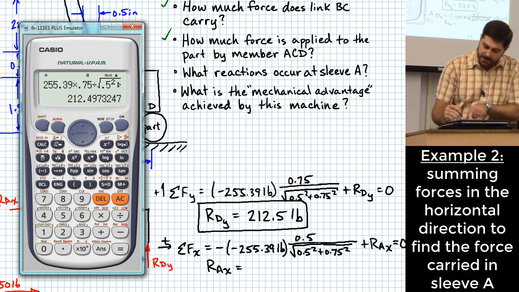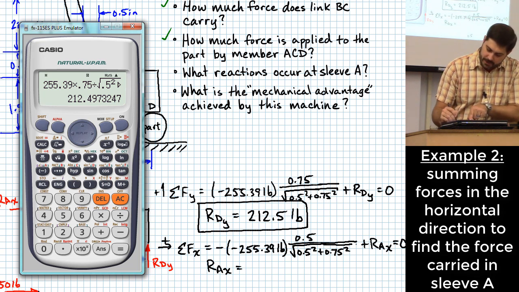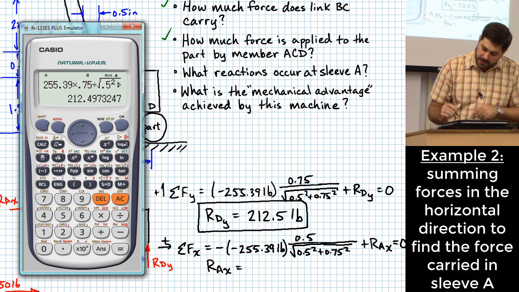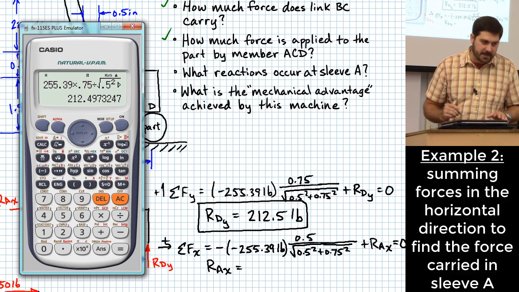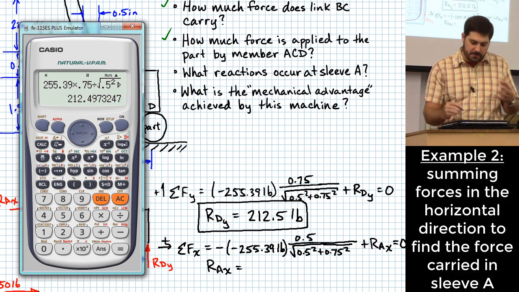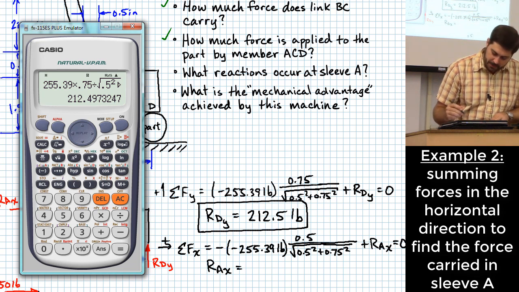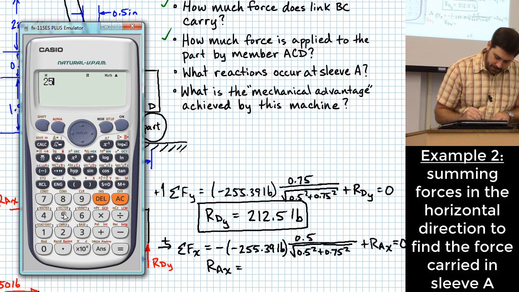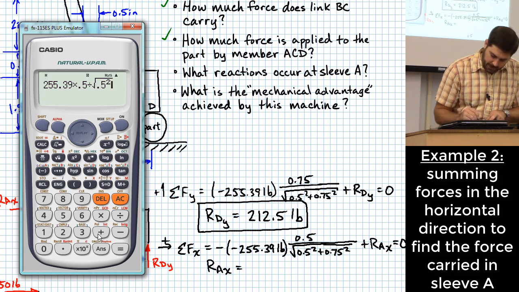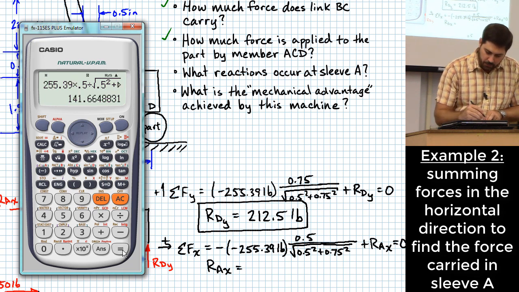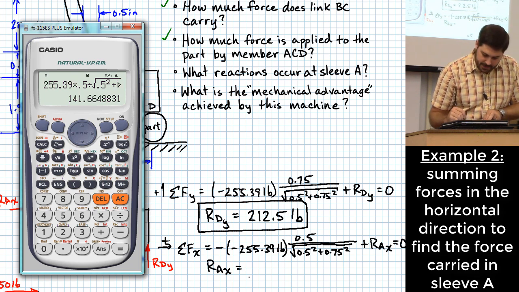Okay. Well, I think of this as I'm going to move this whole term to the other side of the equation, and when I do, one of those negative signs is going to go away. Leaves me with just one negative sign. So it'll be negative 255.39 times 0.5 divided by the square root of 0.5 squared plus 0.75 squared. Okay, so negative 141.66.